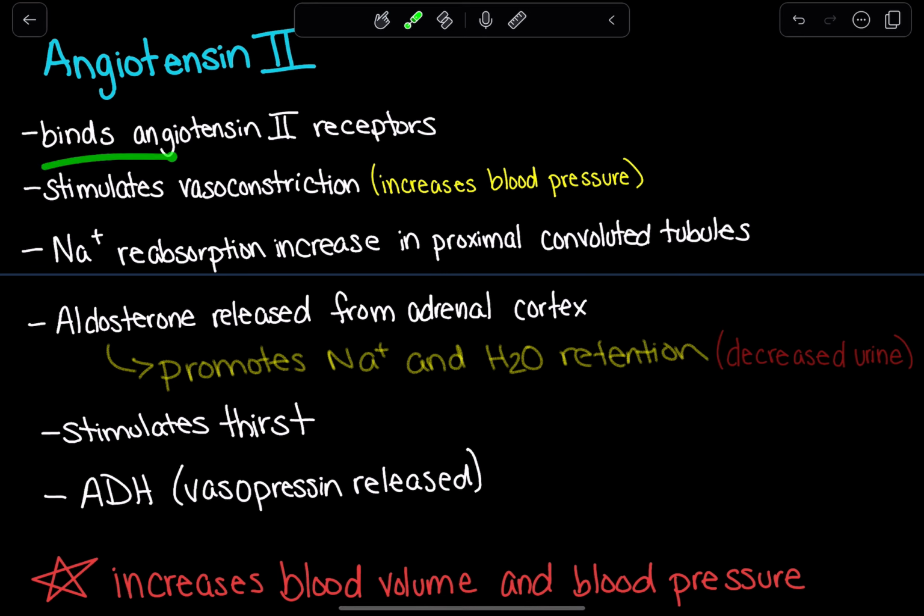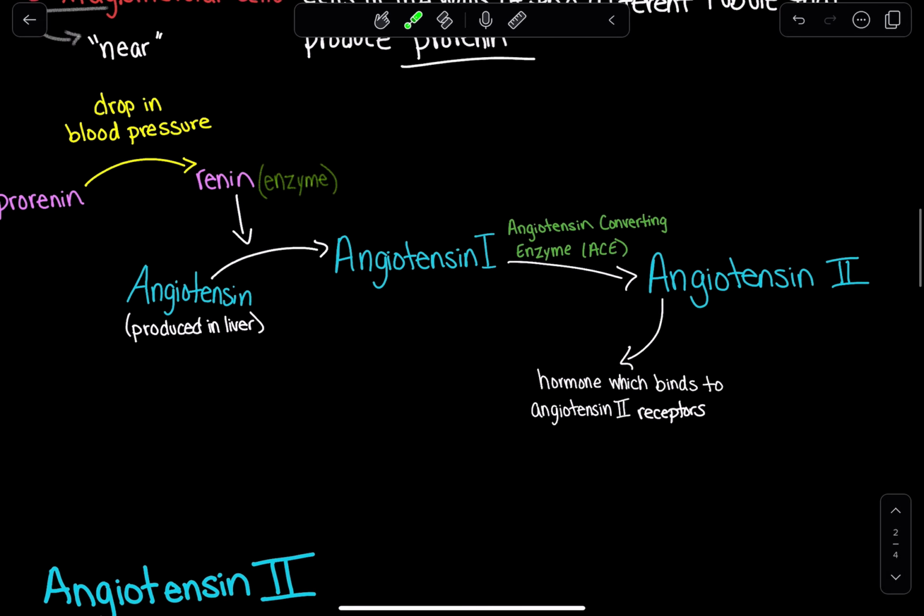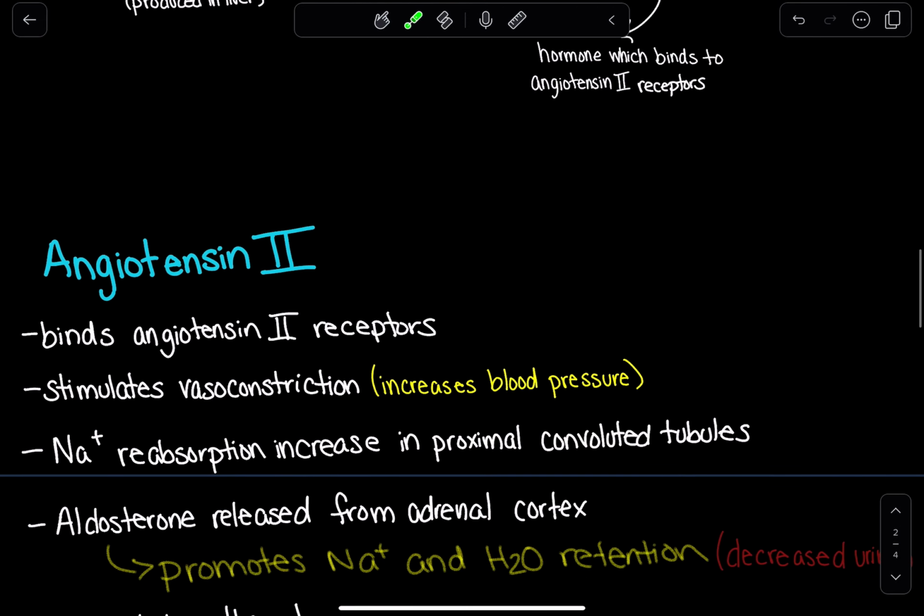Well, it'll bind to angiotensin 2 receptors, and what it does is that it stimulates vasoconstriction. Now, vasoconstriction increases blood pressure. Let's talk about how it does that. So we can understand in the body, if we're constricting arterioles throughout our body, it'll increase the blood pressure because blood has less space to move through.